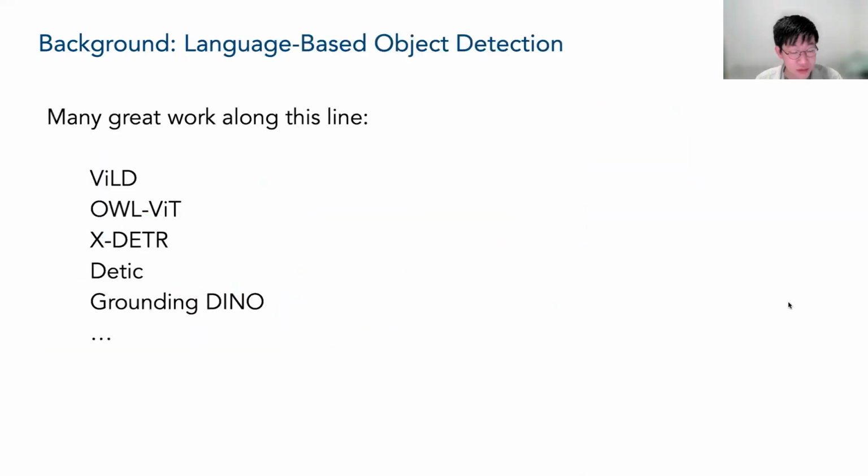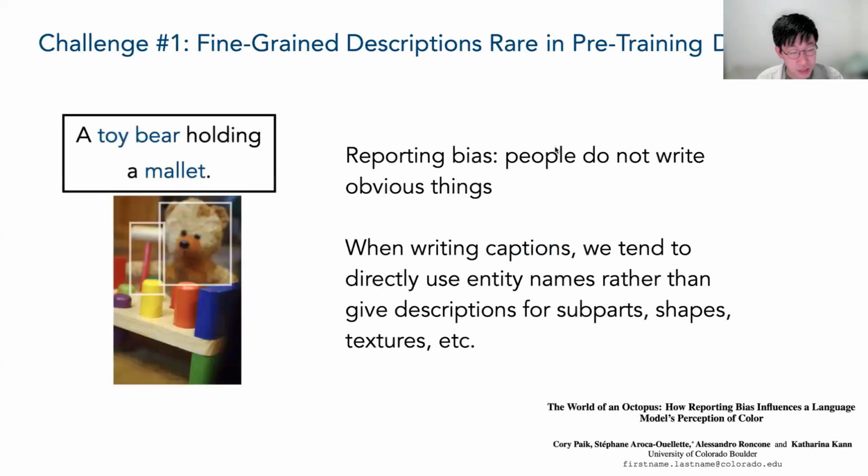There's many great works along this line. I won't introduce them, but basically it's a similar idea where you can find a lot of image caption data on the web, find a way to give boxes or segmentation masks to those data, and then train your model on them. So that's the paradigm of the baseline.